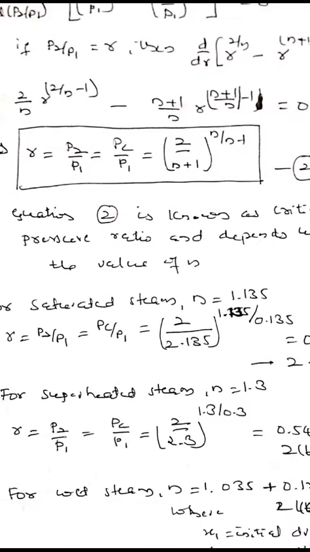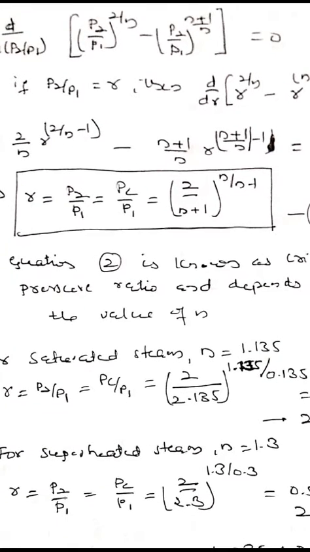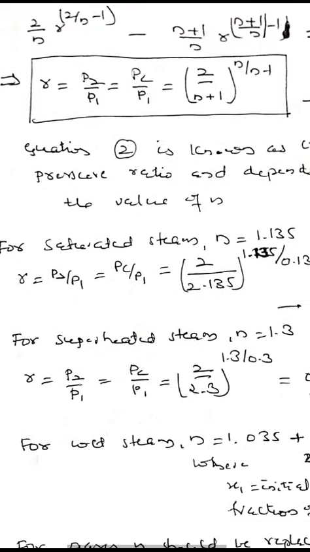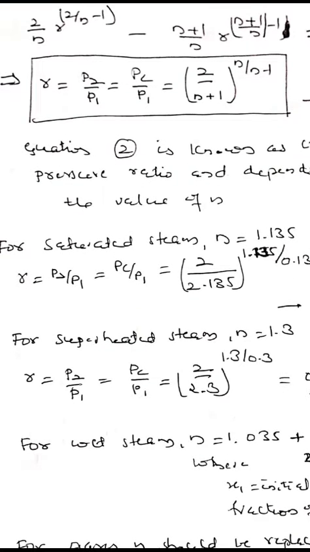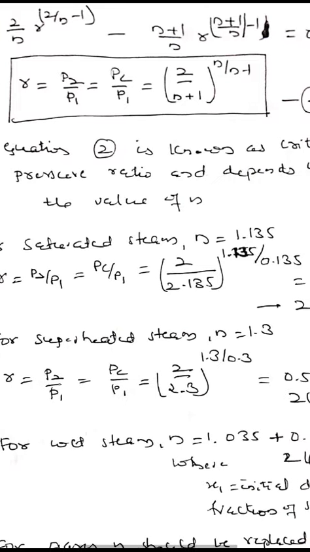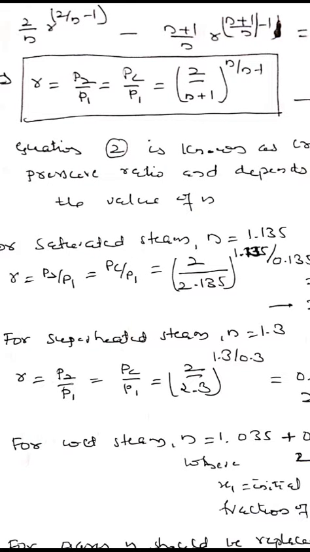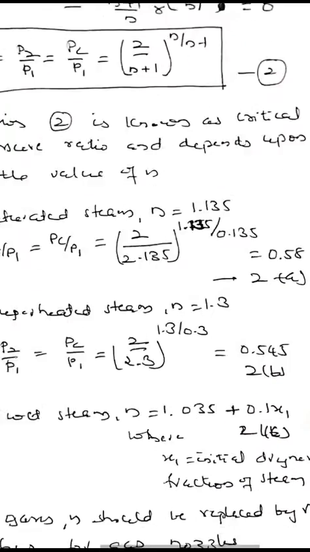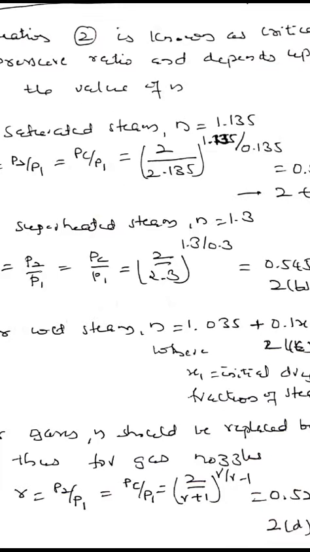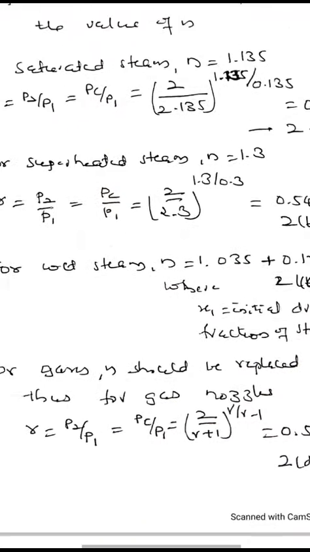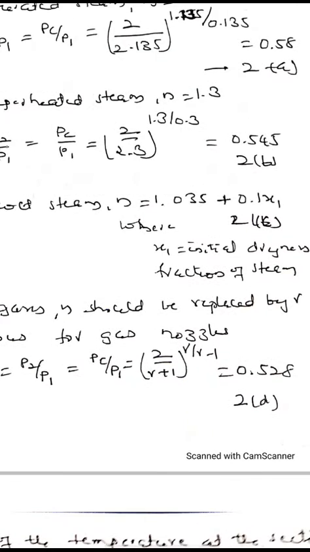So we will get the critical pressure ratio for different conditions of steam. For example, for saturated steam, taking n equal to 1.135, critical pressure ratio will be R equal to P2 by P1 equal to Pc by P1 equal to (2 by 2.135) raised to 1.135 divided by 0.135, equal to 0.58. For superheated steam, n equal to 1.3, we will get R equal to Pc by P1 equal to 0.545. For wet steam also, we substitute n equal to 1.035 plus 0.1x.